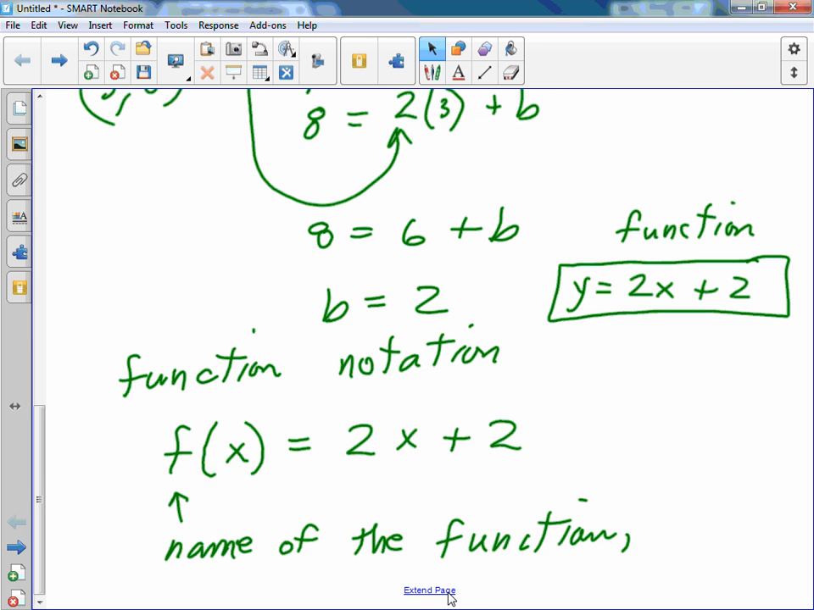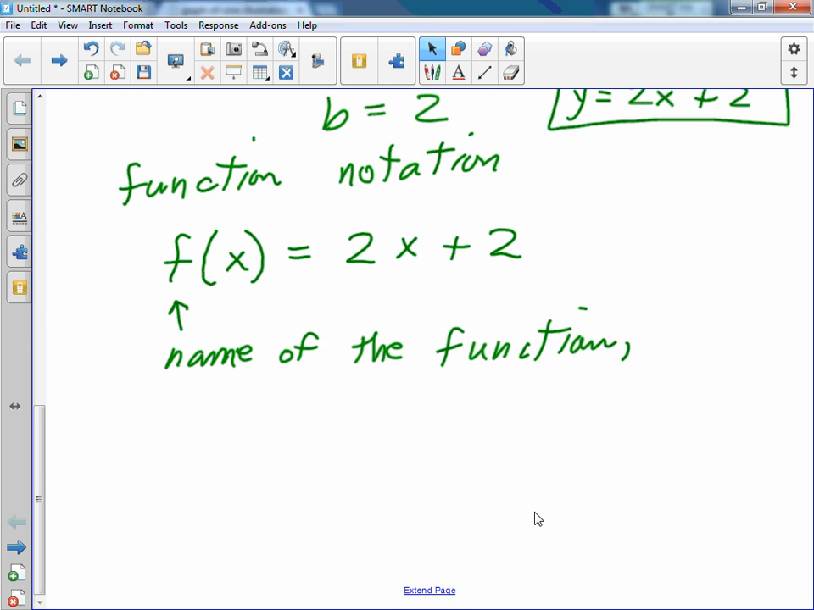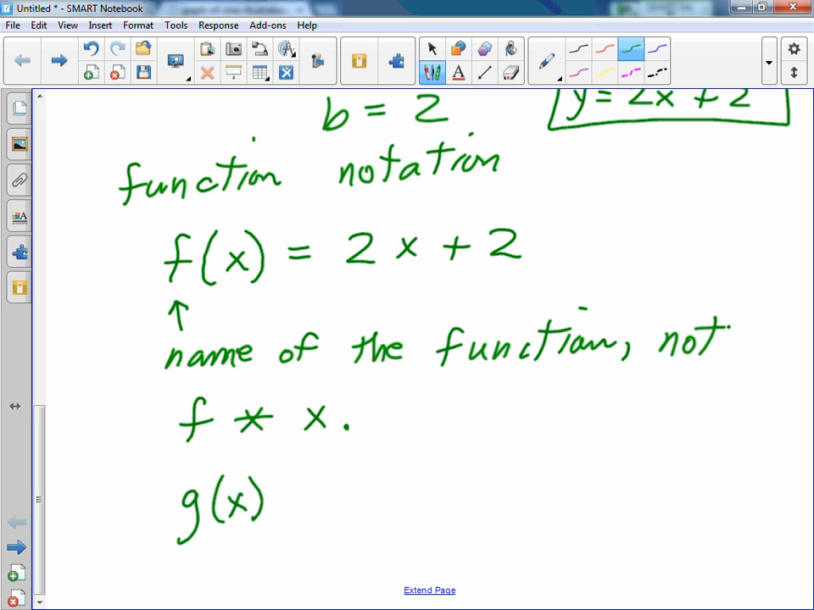Ah, it's here. It says f of x is the name of the function, not f times x. This is a biggie because people goof this up a lot. It's the name of the function. It could be g of x equals 2x plus 2, or h of x equals 2x plus 2. It doesn't matter. That's just the name of the function.